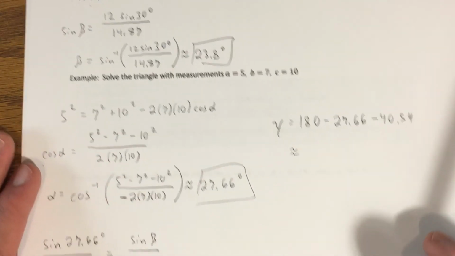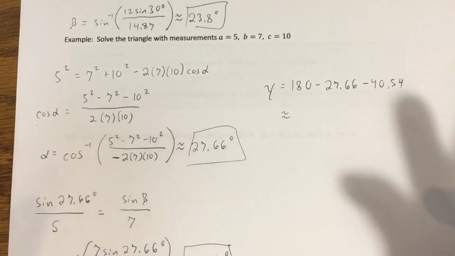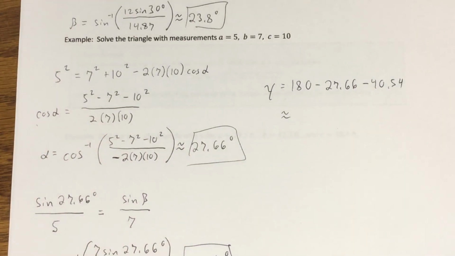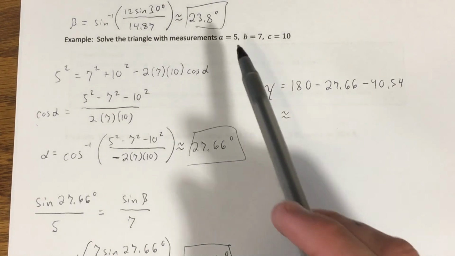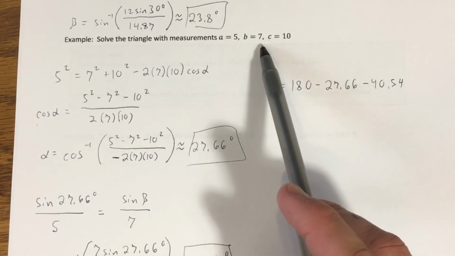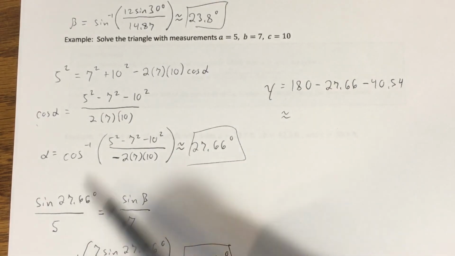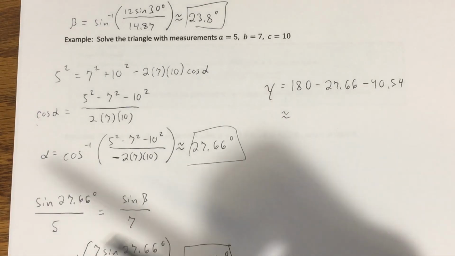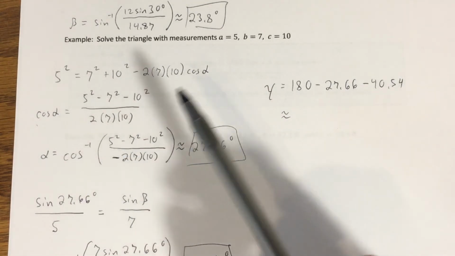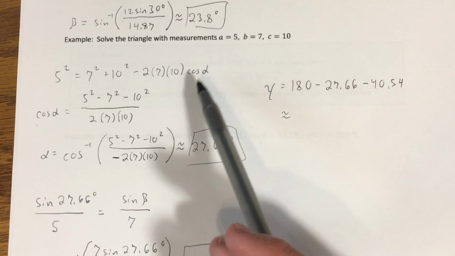Let's go ahead and scroll down and try one more example. This is an SSS case. So in the case of an SSS triangle, you have all three sides given to you. That means the goal here is to find the angles, the missing angles. So we need the law of cosines for this.